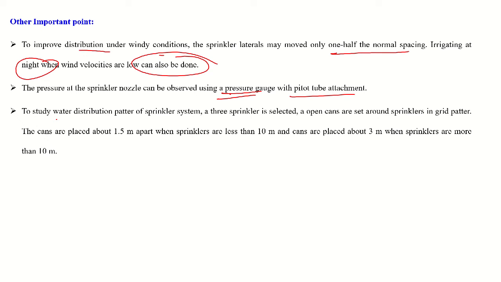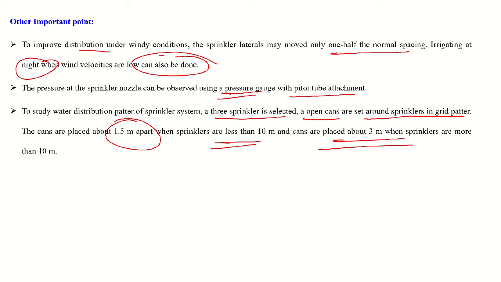The pressure at the sprinkler nozzle can be observed using the pressure gauge with the pitot tube attachment. Okay, to study the water distribution pattern of the sprinkler, 3 sprinklers are selected. One can set cans around the sprinkler in a grid pattern as I told you. Each can should be placed 1.5 meters apart when the sprinkler spacing is less than 10 meters, and 3 meters apart when the sprinklers are more than 10 meters.